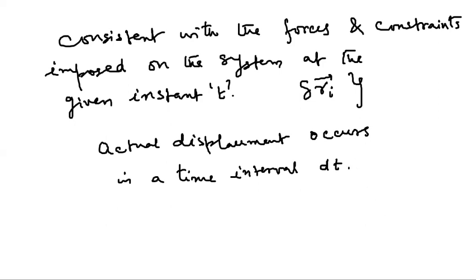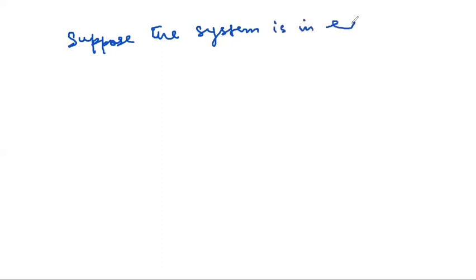So let us move to the next thing. Suppose the system is in equilibrium. Let me use this color. Suppose we have some system of particles, for example. Suppose this system is in equilibrium. That means the total force on each particle in the system vanishes, or total force on each particle of the system is zero.